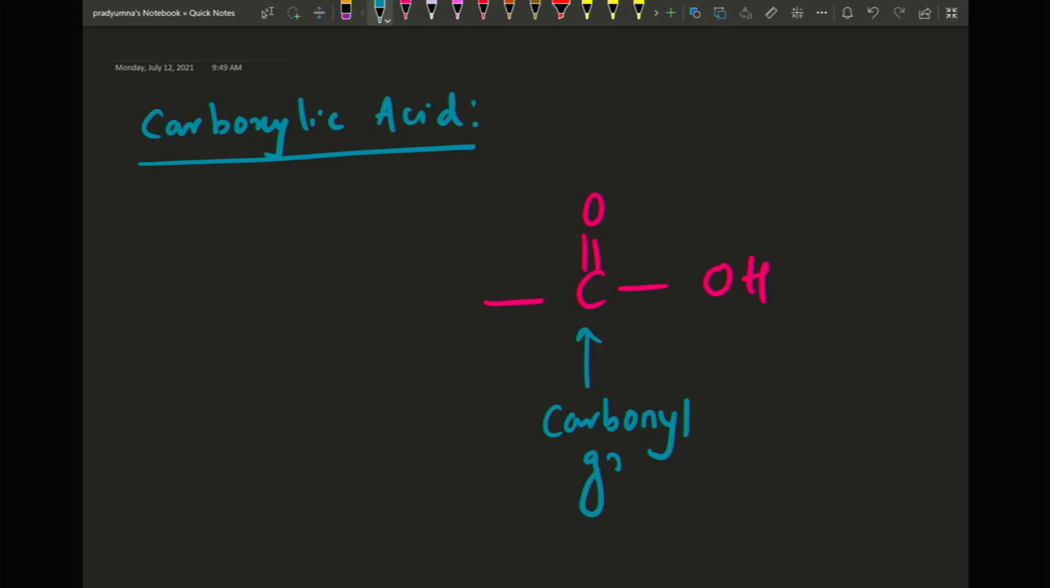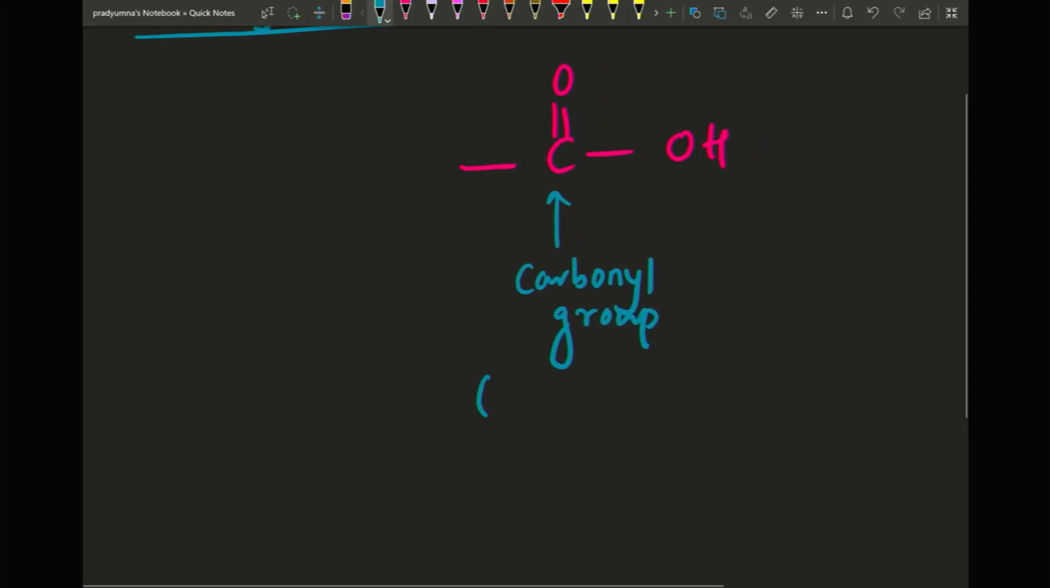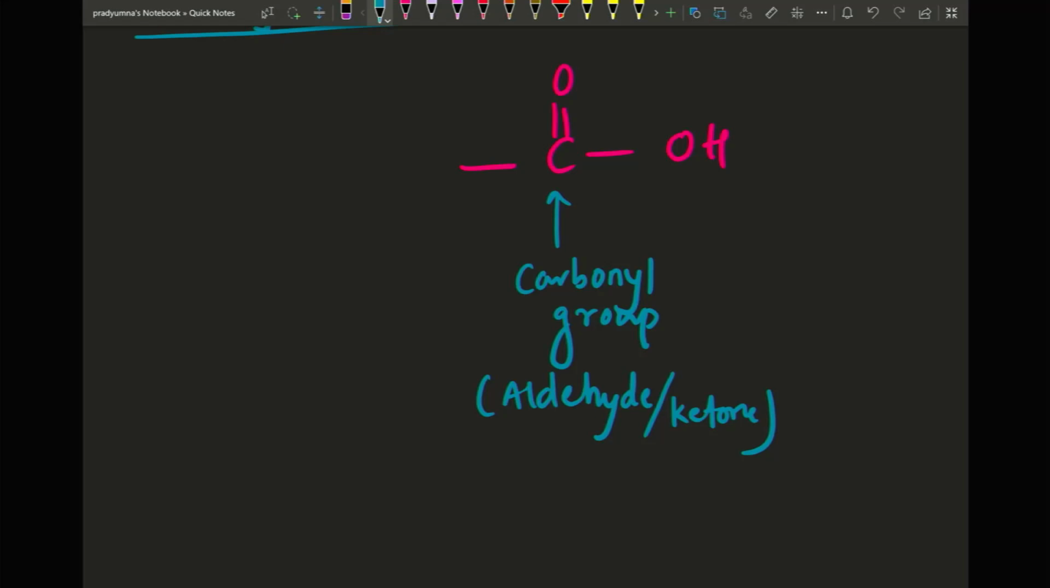And where have you seen this before? You have seen this carbonyl group in your aldehydes or ketones, right? The other group present in the carboxylic acid is the OH group. And this particular group we have seen. So this is our hydroxy group.